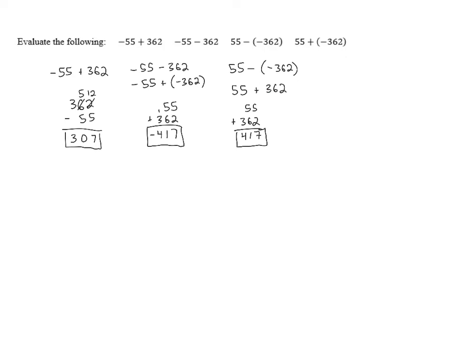Okay, we have one more problem. We've got 55 plus negative 362. They have different signs, so we need to take the difference. 362 minus 55. And we've actually done this before in the first problem. We figured out 362 minus 55 is 307. And in this case, our final answer is going to be negative because the larger number was negative. So here, negative 307 will be our final answer.